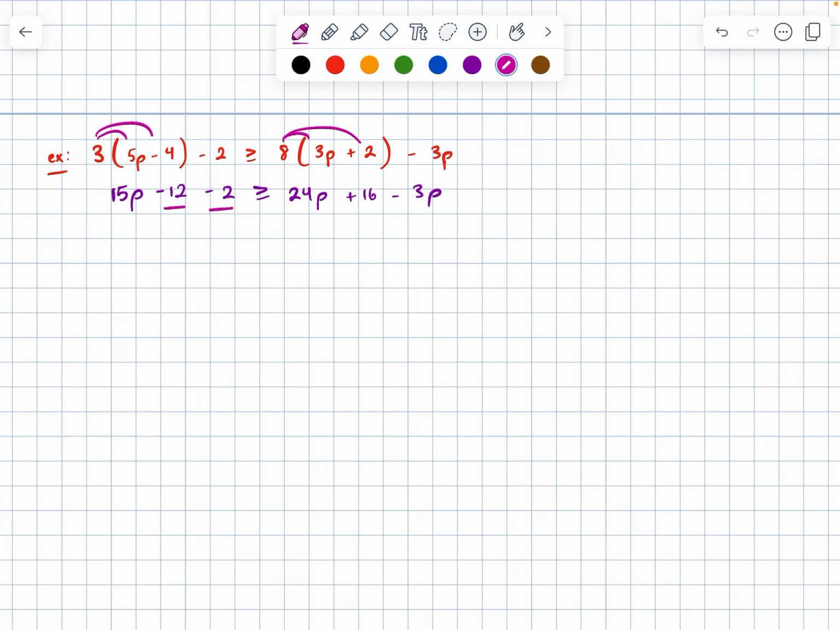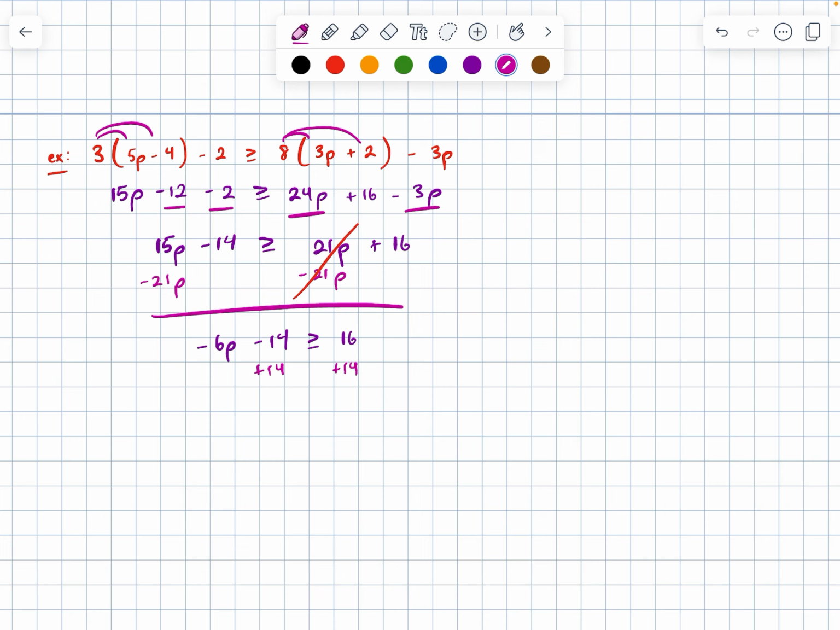So on the left side, I've got negative 12 and negative 2. So I can put those together to get negative 14. Greater than or equal to, on the right side, I've got 24p minus 3p. That's 21p plus 16. Now I want to get all of my p's over to one side, so maybe I'll move them to the left this time. Minus 21p. Minus 21p. It doesn't really matter which side I choose. I could have subtracted the 15p. 15 minus 21 is negative 6. So I've got negative 6p minus 14 is greater than or equal to 16.